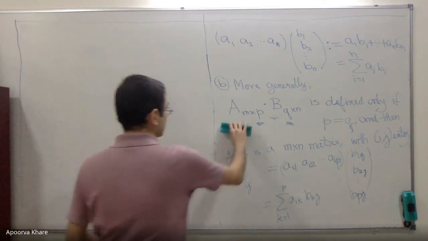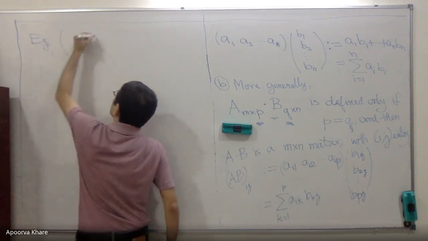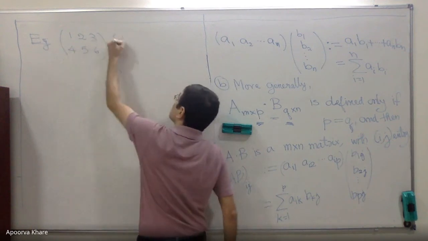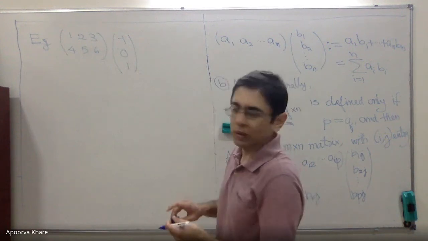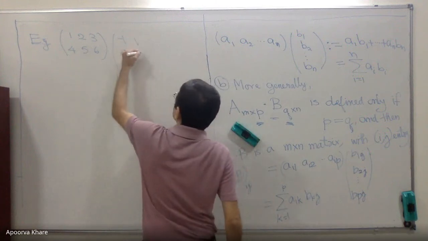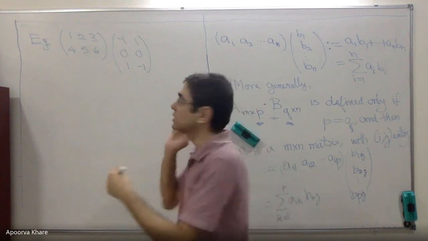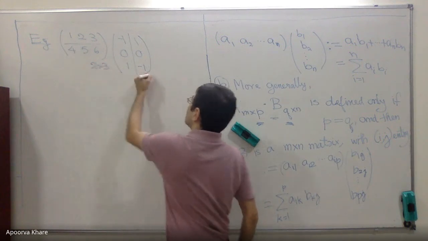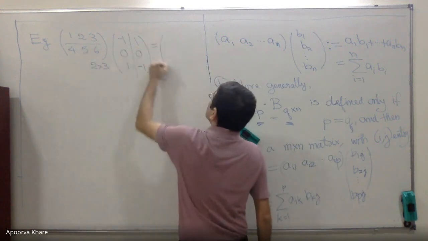Okay, so let's do an example. Let's say 1, 2, 3, 4, 5, 6, and then minus 1, 0, and 1. Okay, let's do one more column. So we have two columns: 1, 0, minus 1. The way you remember this is, again, rows first, columns next. This is 2 rows and 3 columns. This is 3 rows and 2 columns. And so you write this down as a 2 by 2 matrix.